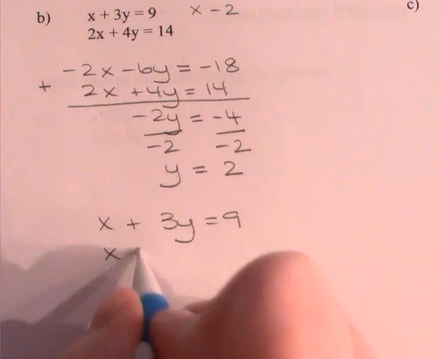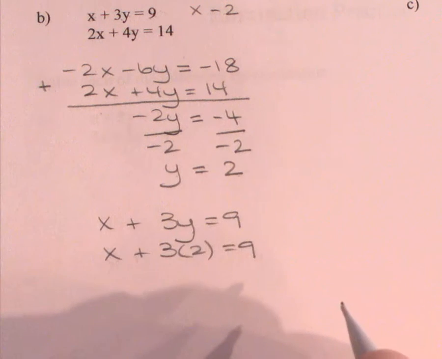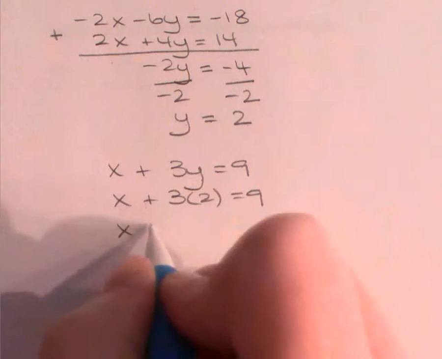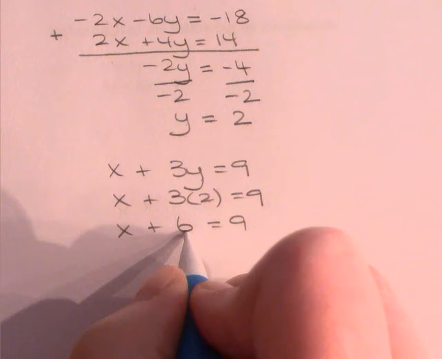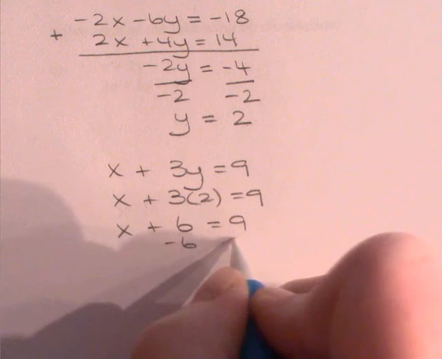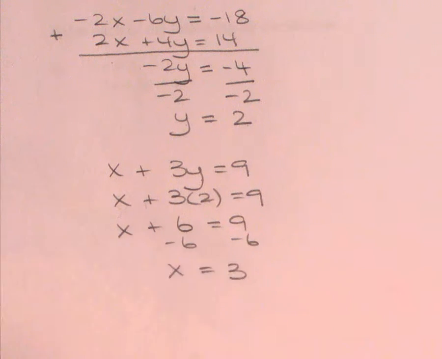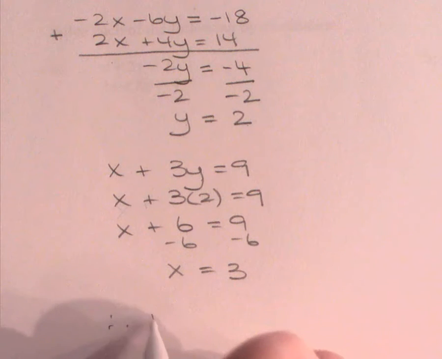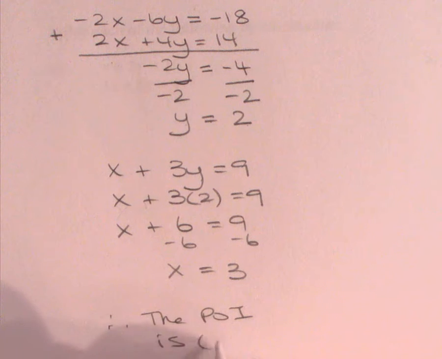So I have x plus 3 times 2 is equal to 9. So now I have x plus 6 is equal to 9 because 3 times 2 is 6. So now I can subtract 6 from both sides and I get x is equal to 3. So I can say, therefore, the point of intersection is 3, 2.